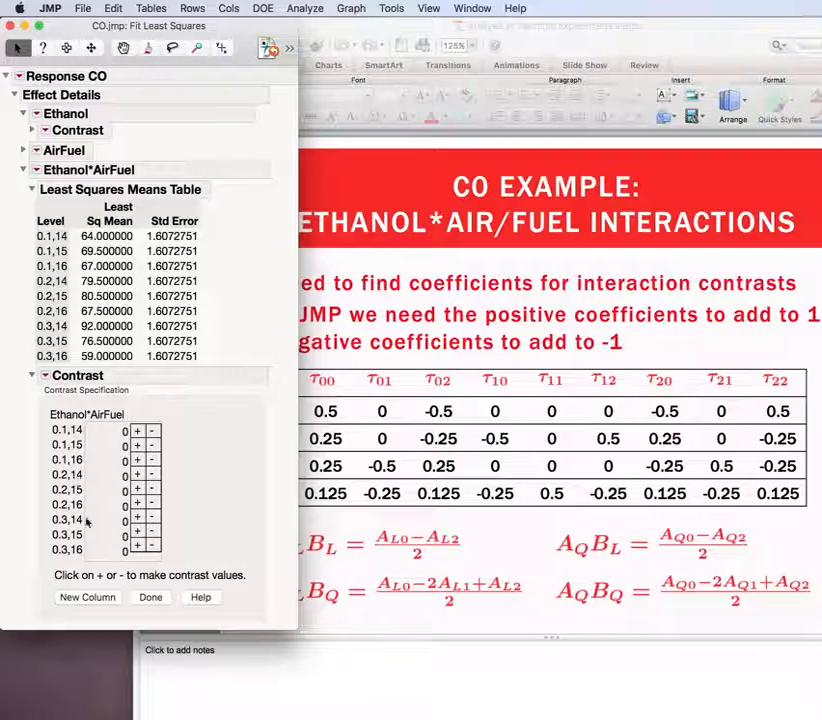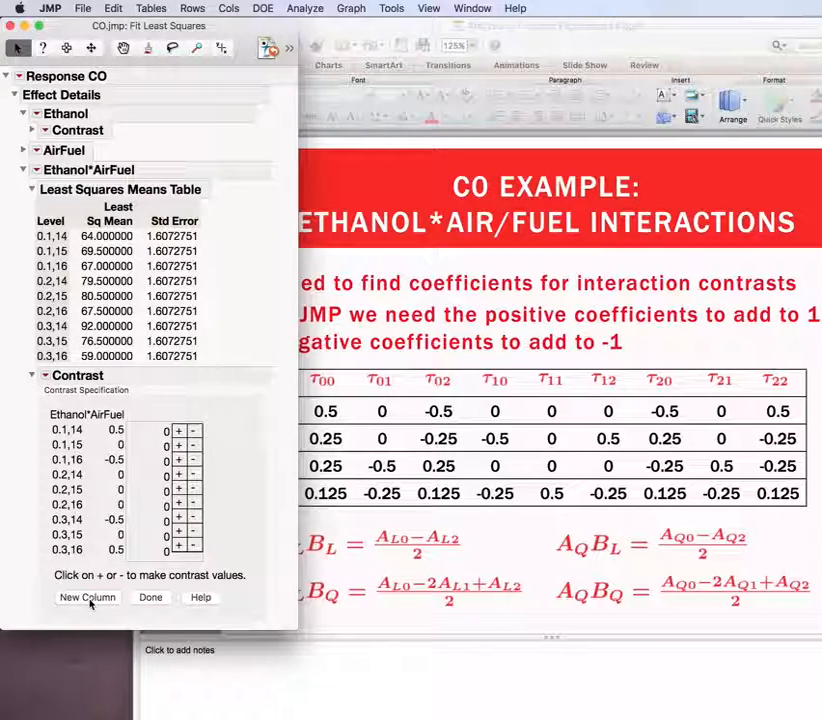So I want to do the A linear, B linear. I want this to be 0.5, this to be minus 0.5, this one to be minus 0.5, and this one to be plus 0.5. So I'm going to do plus, minus, and then minus, plus. And so here I get 0.5, minus 0.5, minus 0.5, and then plus 0.5. So that's the A linear, B linear.